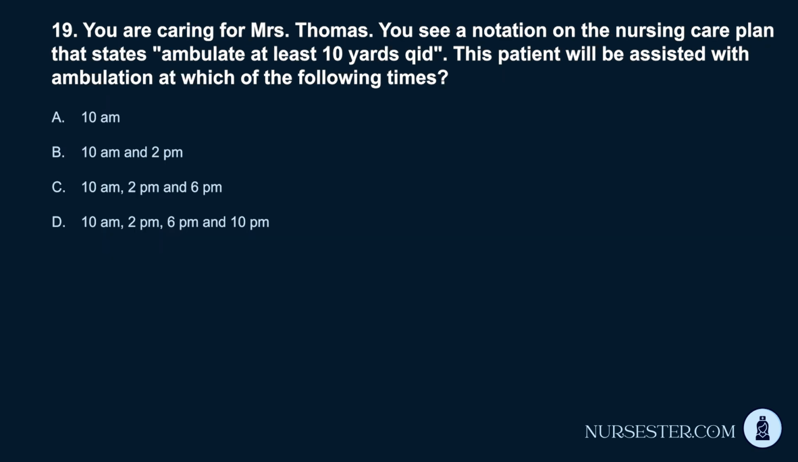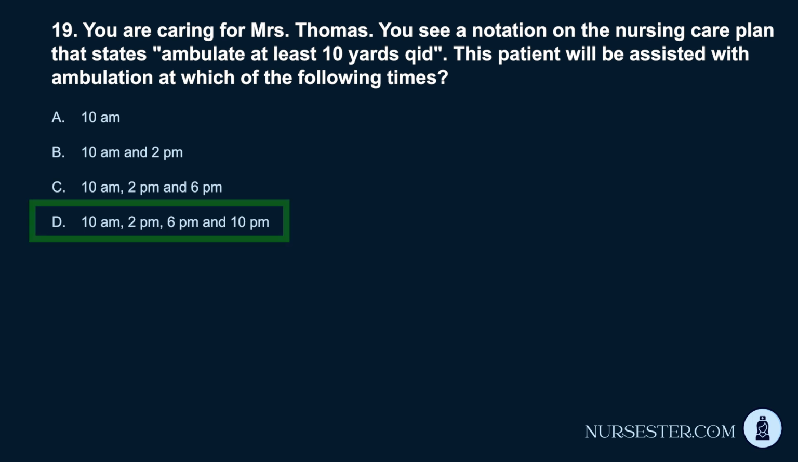19. You are caring for Mrs. Thomas. You see a notation on the nursing care plan that states ambulate at least 10 yards QID. This patient will be assisted with ambulation at which of the following times? A. 10 a.m. B. 10 a.m. and 2 p.m. C. 10 a.m., 2 p.m. and 6 p.m. D. 10 a.m., 2 p.m., 6 p.m. and 10 p.m. Correct answer, D.